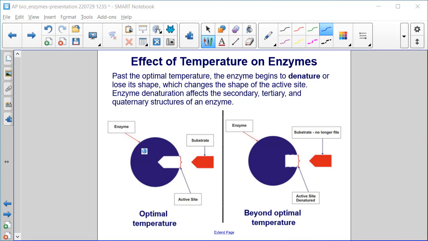Past the optimal temperature, the enzyme begins to denature or lose its shape, which changes the shape of the active site. Enzyme denaturation affects the secondary, tertiary, and quaternary structures of an enzyme. So if this is our active site at optimal temperature, which perfectly fits our substrate here, beyond the optimal temperature, this active site is now denatured. It can no longer hold its shape, and the substrate no longer fits.